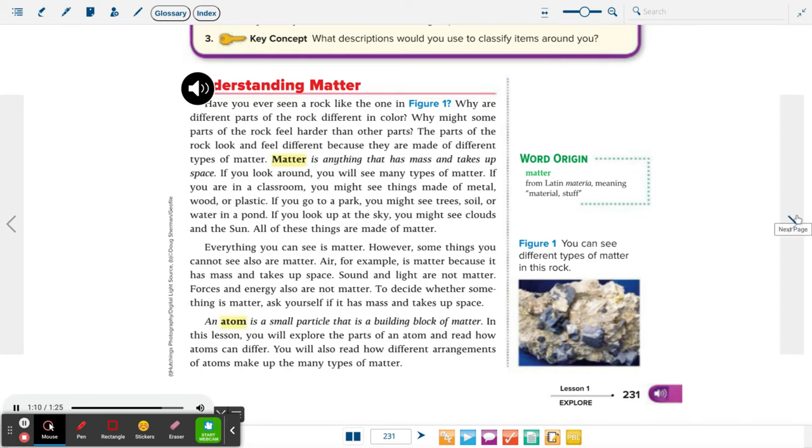An atom is a small particle that is a building block of matter. In this lesson, you will explore the parts of an atom and read how atoms can differ. You will also read how different arrangements of atoms make up the many types of matter.